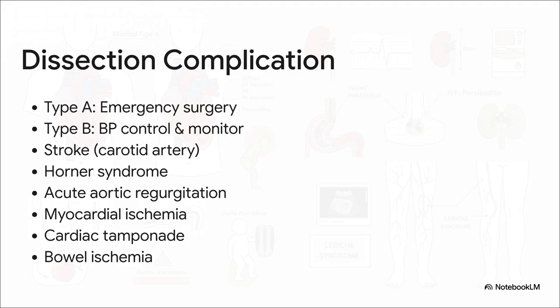The type of dissection dictates the definitive treatment. Stanford type A dissections, which involve the ascending aorta, demand immediate emergency surgical repair. Uncomplicated type B dissections, which are confined to the descending aorta, are managed medically with strict blood pressure control. Either way, you have to monitor closely for complications caused by the dissection flap extending. This can include stroke, Horner syndrome, acute aortic regurgitation, myocardial infarction, tamponade, hemothorax, renal or mesenteric ischemia, and even paralysis.